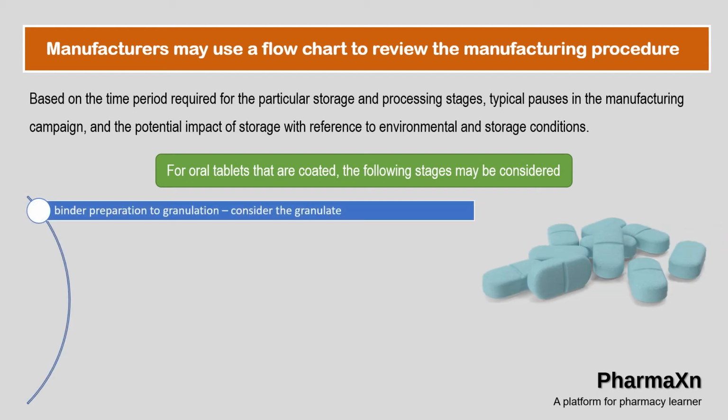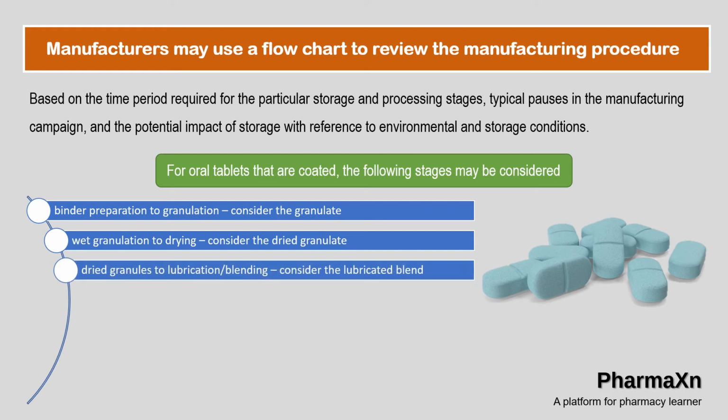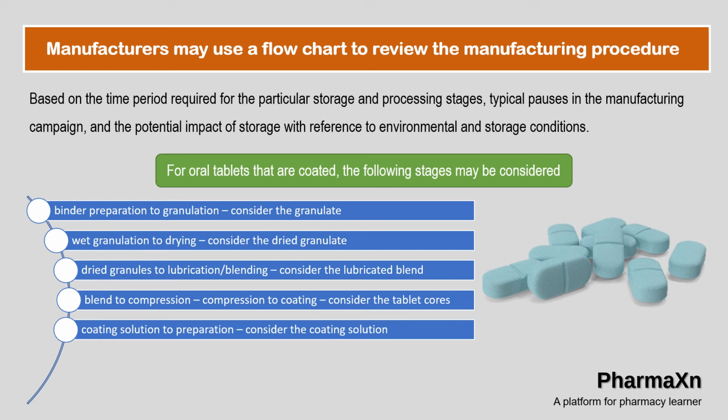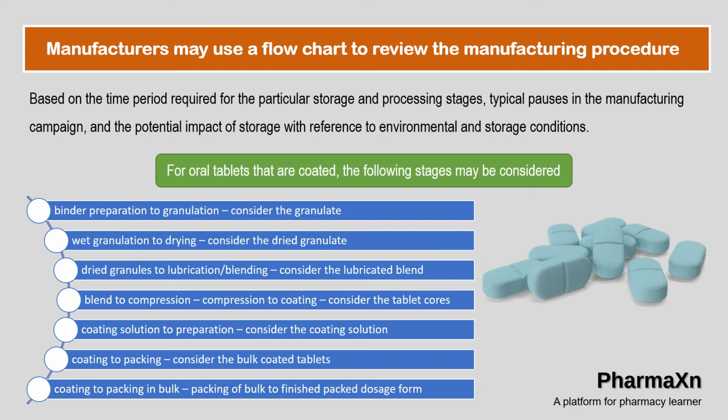Binder preparation to granulation, consider the granulate. Wet granulation to drying, consider the dried granulate. Dried granules to lubrication, blending, consider the lubricated blend. Blend to compression, compression to coating, consider the tablet cores. Coating solution preparation, consider the coating solution. Coating to packing, consider the bulk coated tablets. Coating to packing in bulk, packing of bulk to finished pack dosage form.